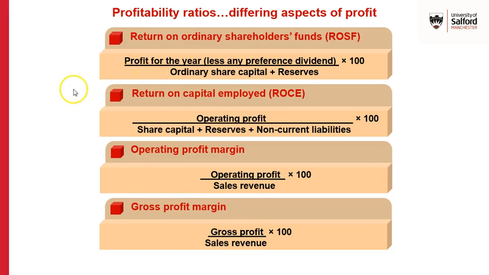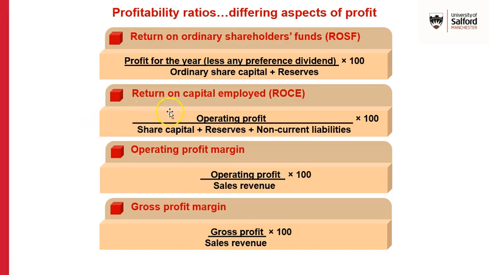So we're going to have a look at each of these ratios in turn, and we start here with profitability ratios, and each ratio, as it says at the top, measures a different aspect of profit. So we have profit for the year less any dividend over ordinary share capital and reserves. So this is going to be profit in terms of the returns to the ordinary shareholder.